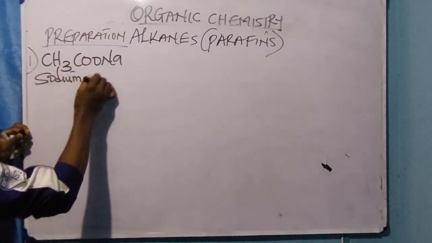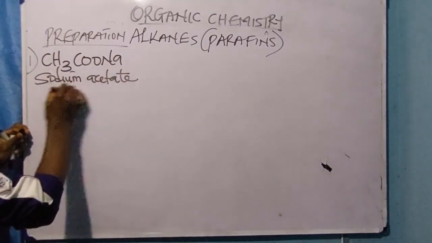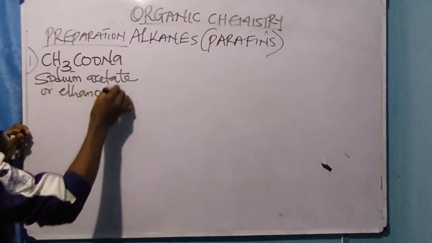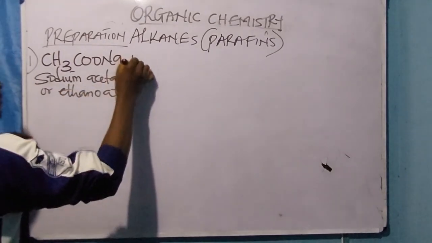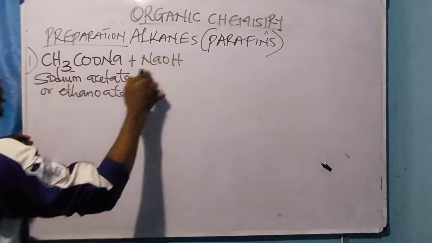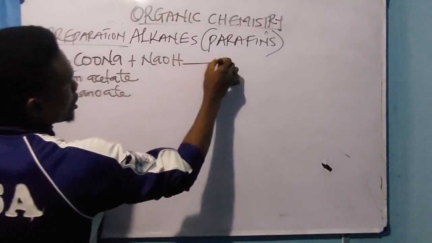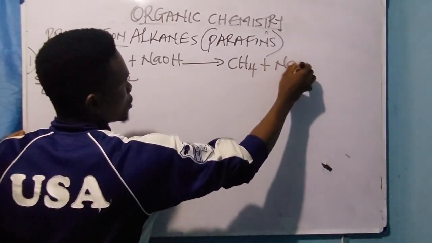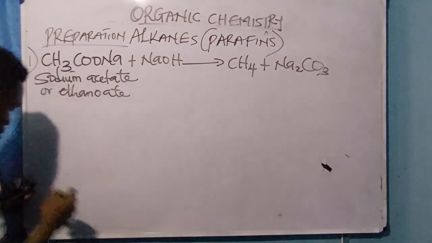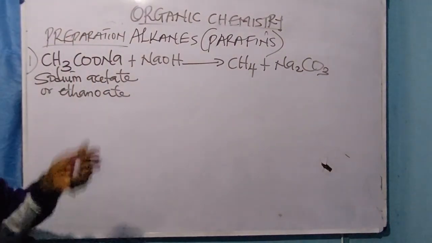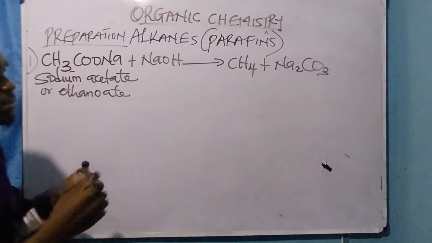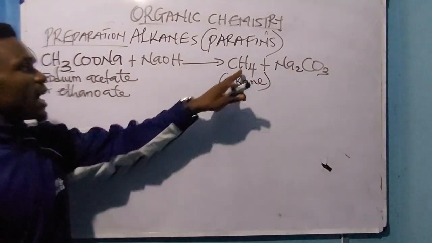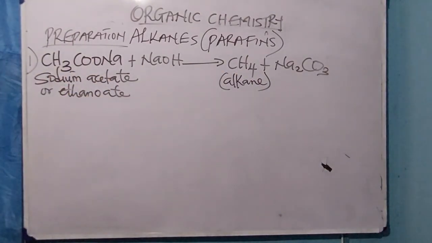Sodium acetate or sodium ethanoate. If I react it with an alkali called what? Caustic soda or sodium hydroxide, I will produce methane plus sodium carbonate. Now methane is produced, and methane is what? An alkane. Alright, so we have successfully produced an alkane from what? Sodium acetate or sodium ethanoate.